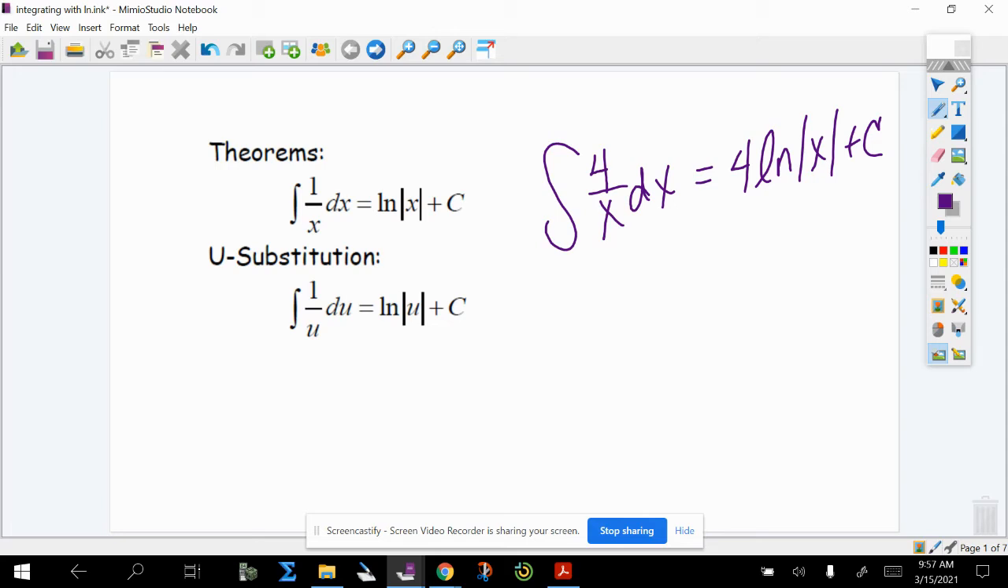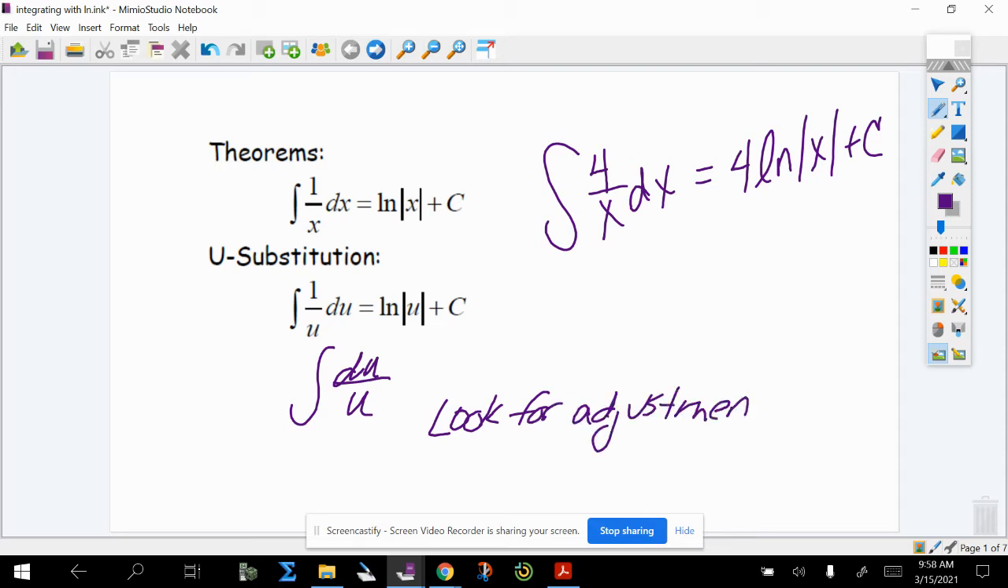The more common one is when you are integrating something that is in the form du over u, where u is your denominator, du is your numerator, or you may have an adjustment. So I'm going to make a comment for that. You want to look for adjustment. We know that the derivative of natural log of a function is the derivative over the original, the du over the u. So if we get it in an integration form that's du over u, possibly with an adjustment, it integrates as the natural log.